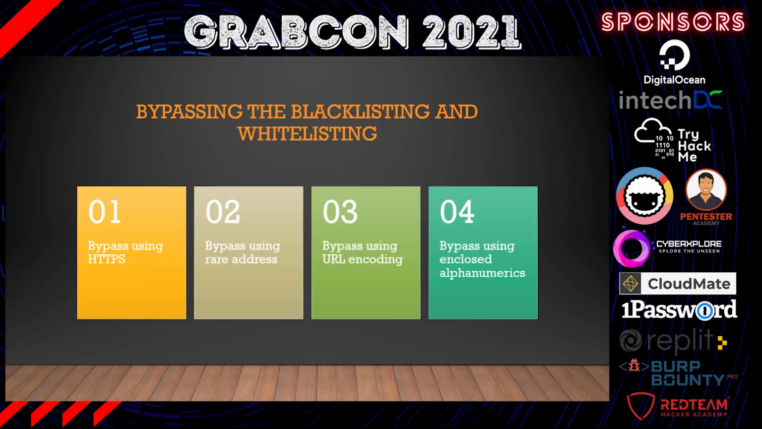Now comes how you can bypass this blacklisting and whitelisting. First, you can change the protocol, as you have seen in the slide, where I was putting the payload with HTTP. You can change that HTTP to HTTPS, and then you can put HTTPS with 0.0.0.0, or localhost, or 127.0.0.1. It depends on you.